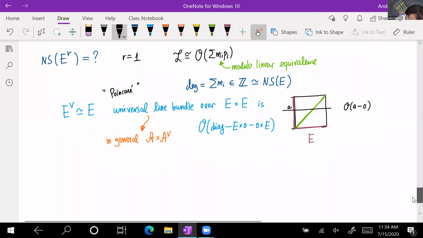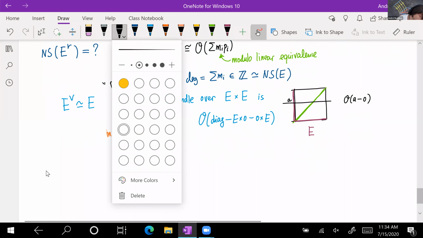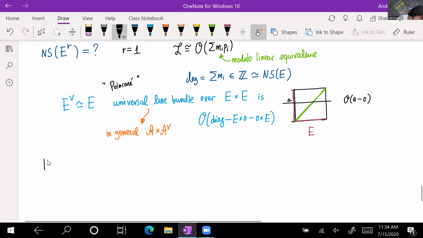All right. So now we can talk about what is Pic, sorry, not Pic, the Neron-Severi group. Or in general, let's just talk about Pic. What is Pic of E cross E? This is the r equals 2 case. Once we deal with this, we're done with this case, then the general case will be pretty clear.